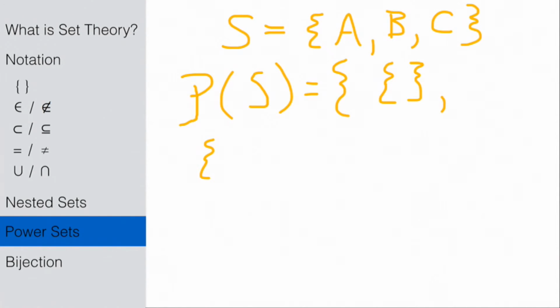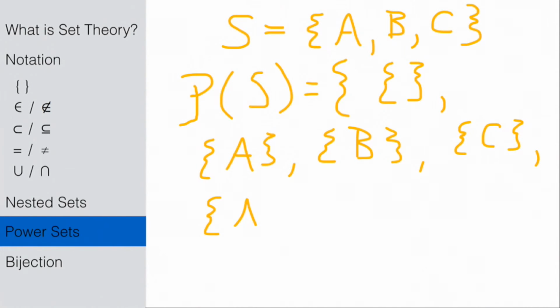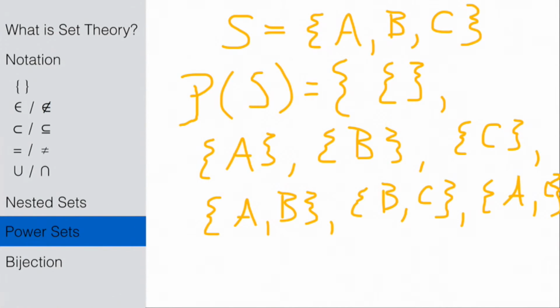Then you could just invite one friend. You can invite friend A, or you can invite friend B, or you can invite friend C, and all of these would be valid invitations as well. Or you can invite 2 friends. You can invite A and B. Maybe C doesn't get along with them. Or you could do B and C, or you could also do A and C. Or if everyone really got along splendidly, you could also invite everyone. So this big set, which consists of 8 sets, is the power set of S, which was the set that had 3 elements.